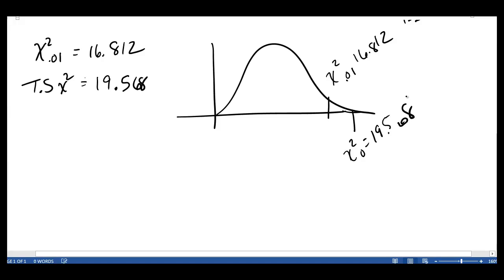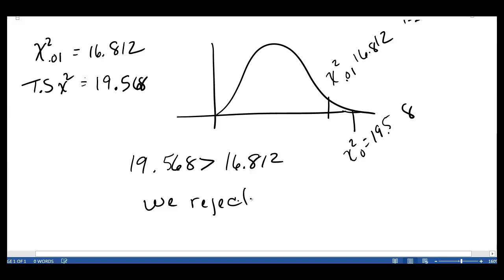So because the test statistic, 19.568, is greater than the critical value, 16.812, we reject the null hypothesis. Reject the null, which is H sub 0. Therefore, there is sufficient evidence at the alpha level of 0.01 level of significance to reject the belief that the day of the week on which a child is born occurs with equal frequency.